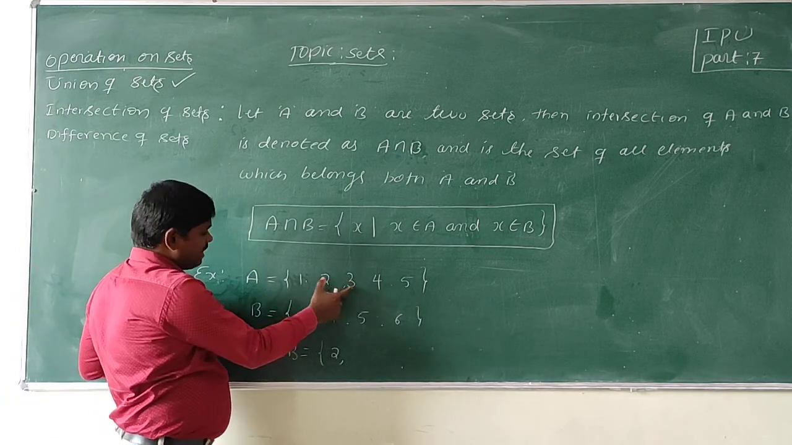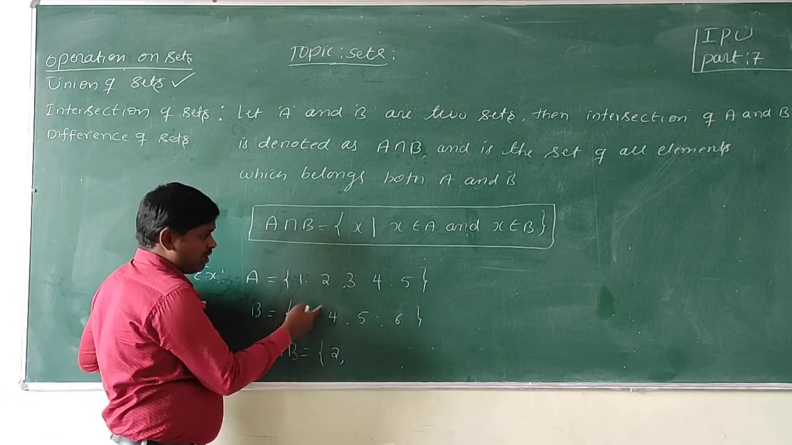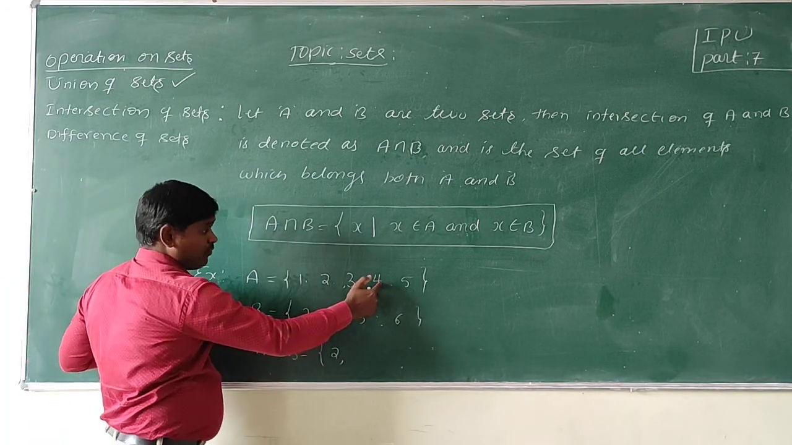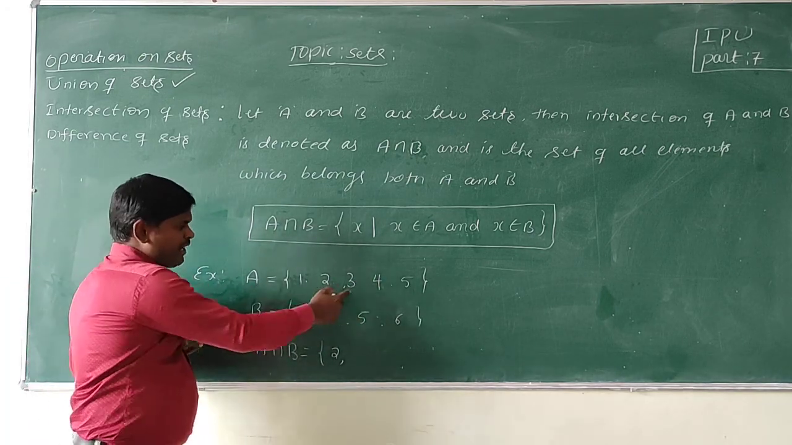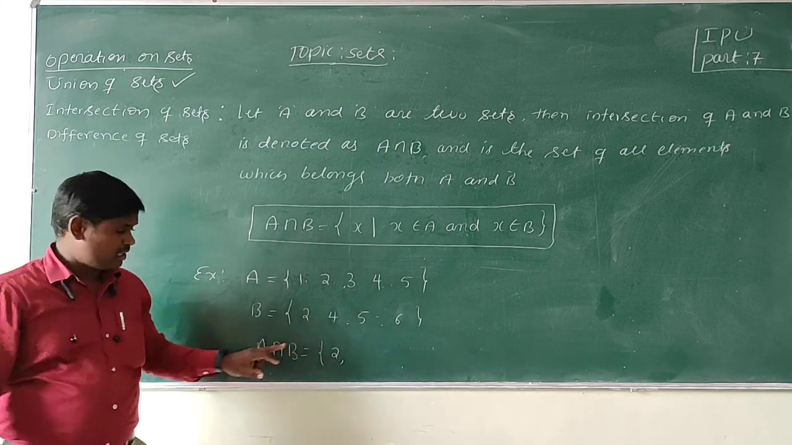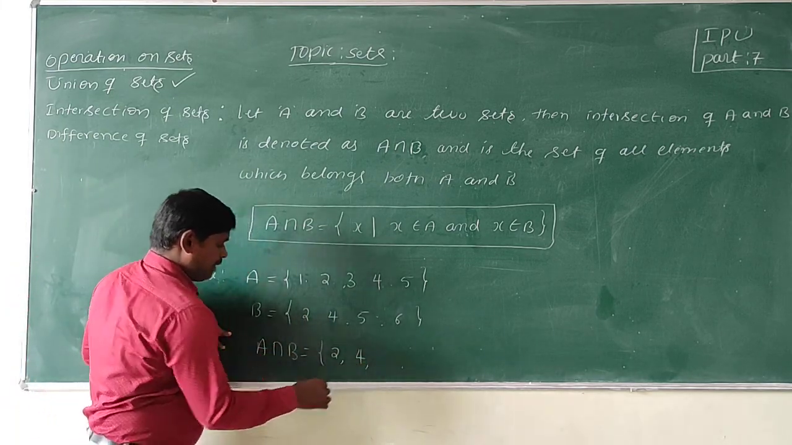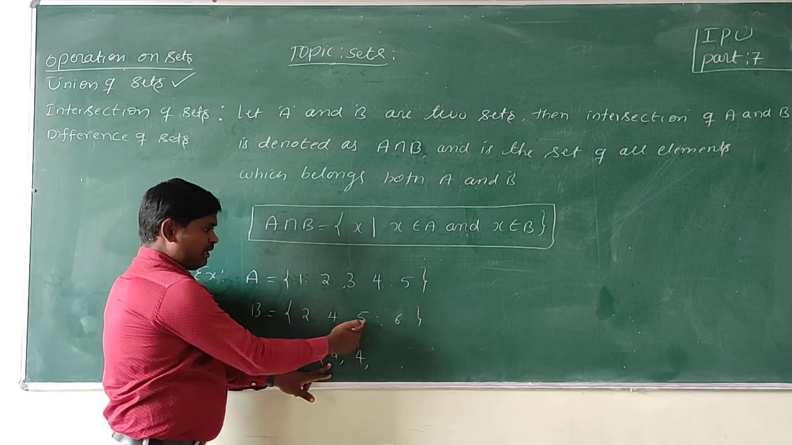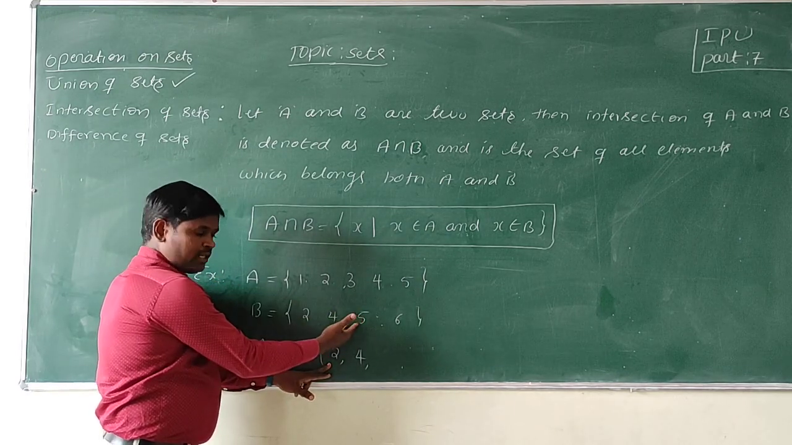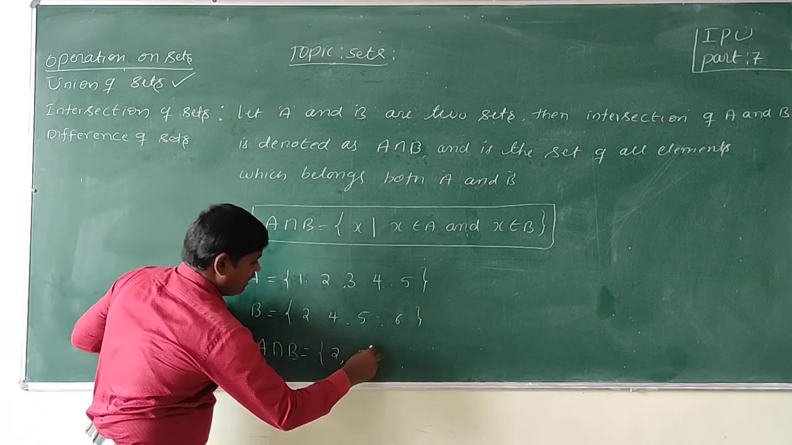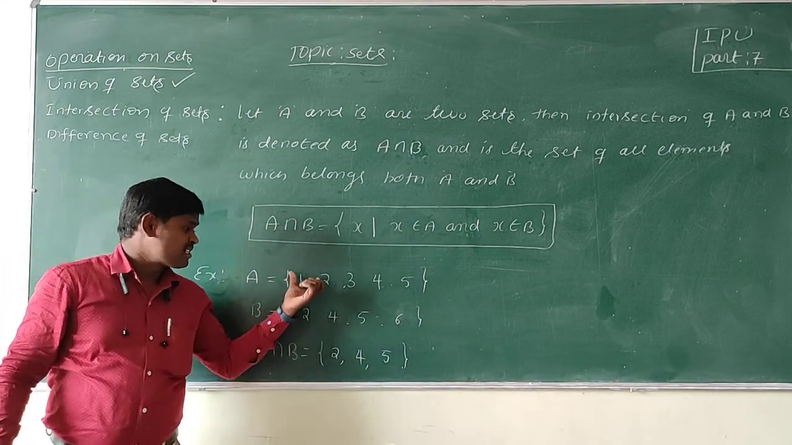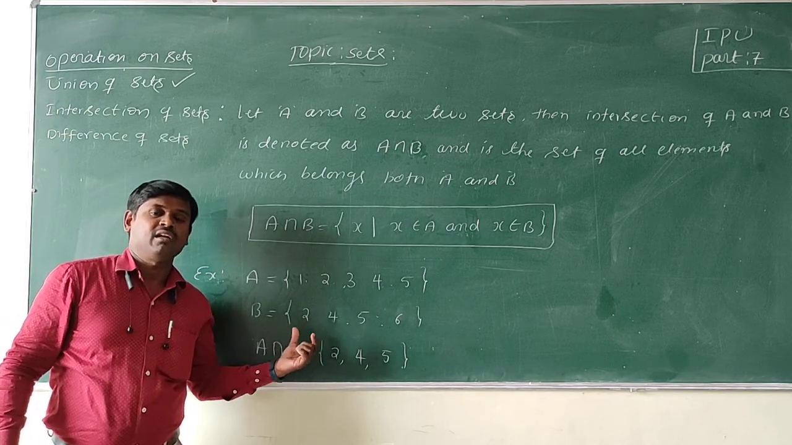3 is an element of A, not an element of B. So therefore 3 does not belong to A intersection B. 4 belongs to set A and 4 also belongs to set B. So therefore 4 is an element of A intersection B. Next, 5 is also an element of set A and also an element of set B. So therefore 5 belongs to A intersection B. So this is the intersection of two sets.